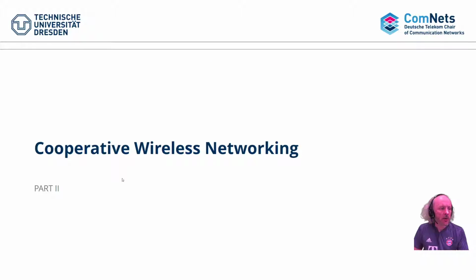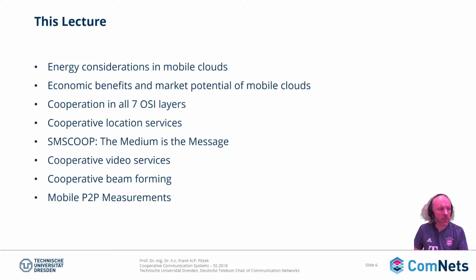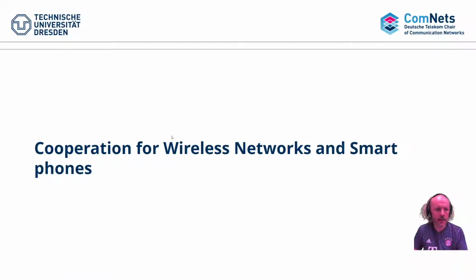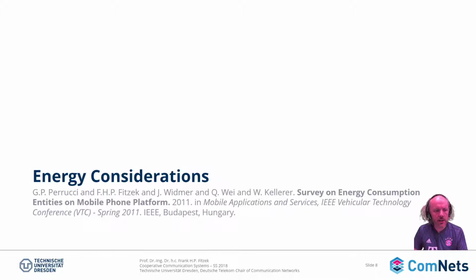Today, let me continue about the cooperative wireless networking part 2. And what we would like to do is first to look into energy consideration in mobile clouds, look into economic benefits and market potential of mobile clouds, and then look into cooperation in all 7 ISO OSI layers, right? Going from the top to the bottom and coming example by example. There are some examples named here already, but I think you will see them while we are going through these examples. So first of all, let's look into the energy considerations.